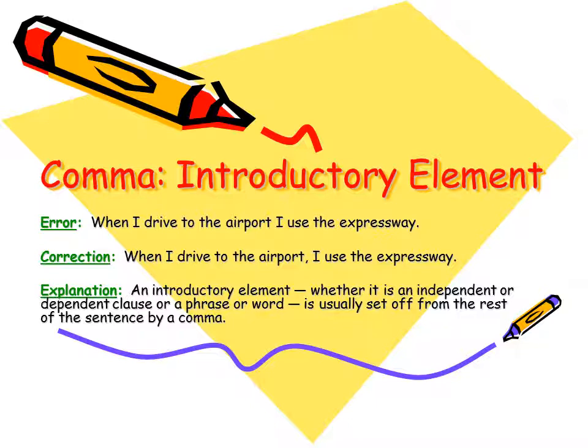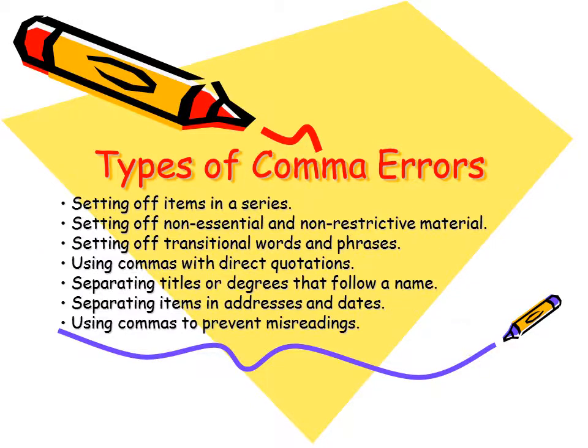An introductory element, whether it's an independent or dependent clause or a phrase or a word, is usually set off from the rest of the sentence by a comma. Now, if you need help remembering what's a dependent clause and what's a phrase and what's a word, what's an independent clause, remember we studied that in weeks 1 and 2. So just go back and take a look at the week 1 and 2 folder and look at the grammar attachment. Now here's some types of comma errors.